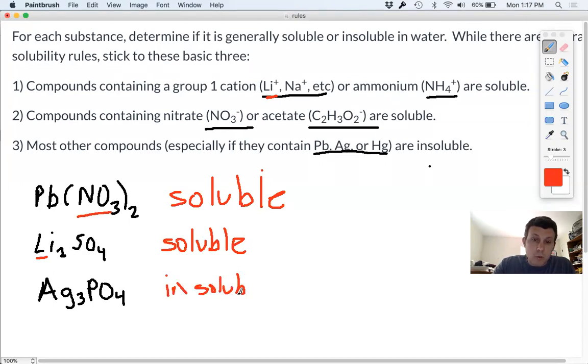So again, these rules will get you through about 95% of situations. If there's some substance, so for example, here's a substance, CaCl2. This is soluble. It doesn't fit into these rules. There are, like I said, more complex rules we can see. But again, the fact that it doesn't have lead, silver, or mercury, those are especially ones to count on being insoluble unless it fits one of these first 2 rules.